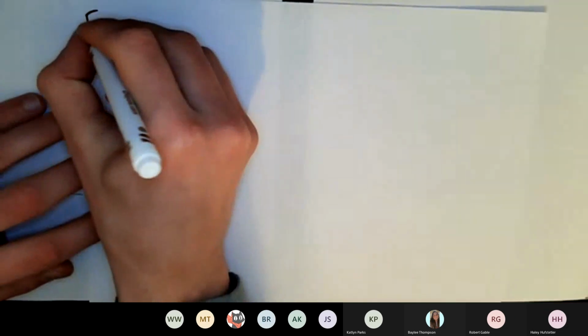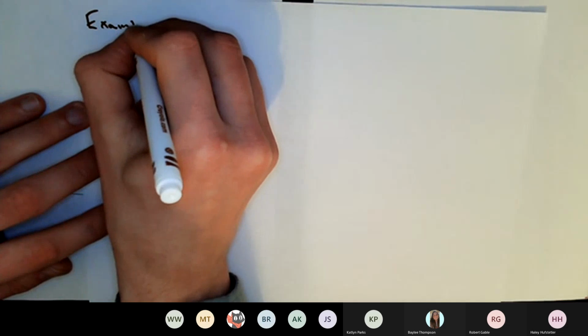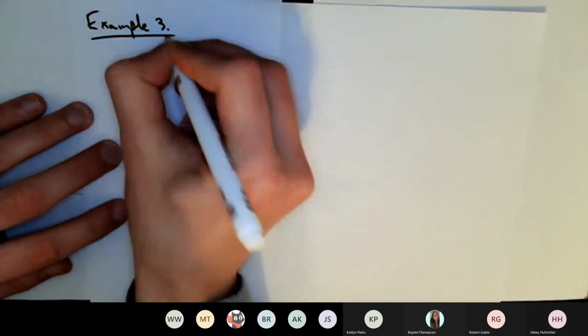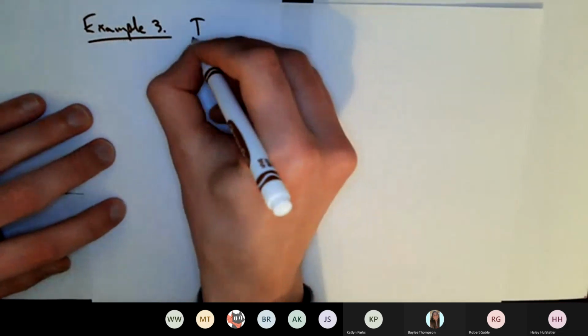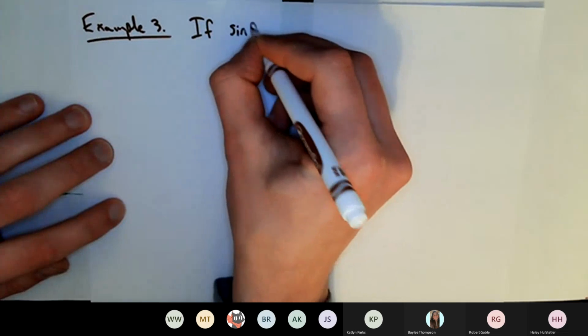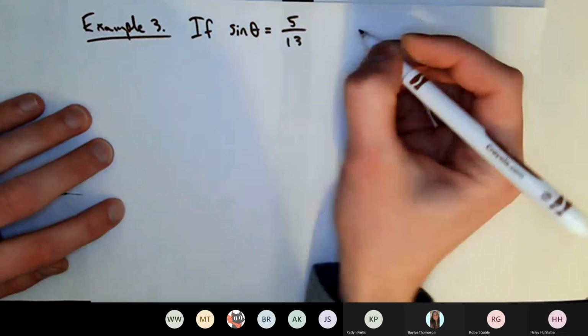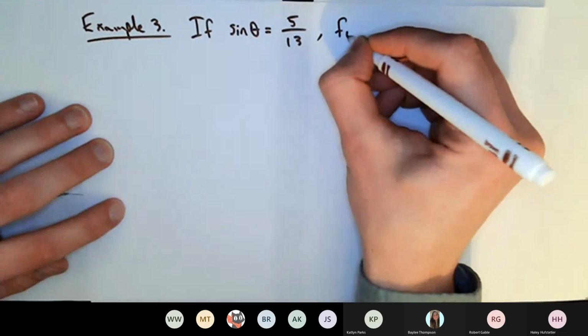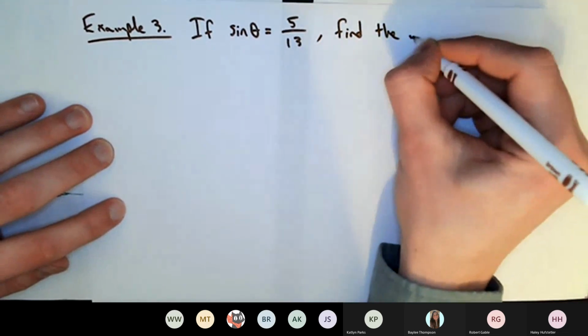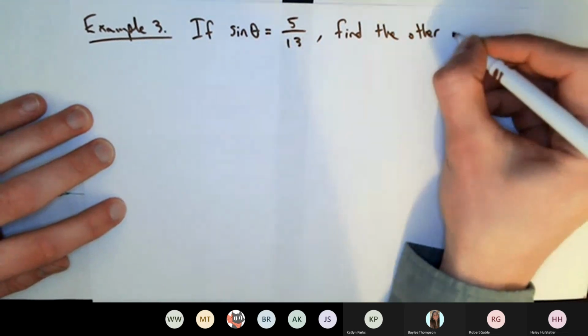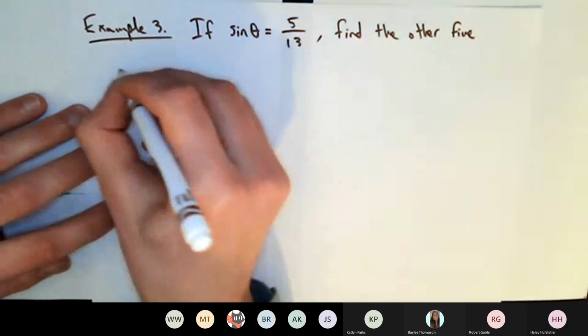Example three. Let's say sine of theta is equal to 5 over 13. Find the other five trig ratios.